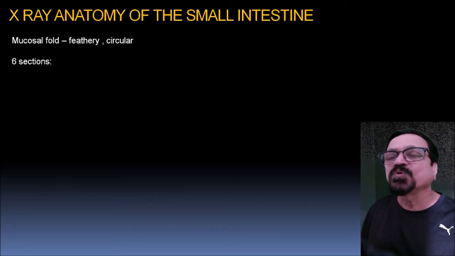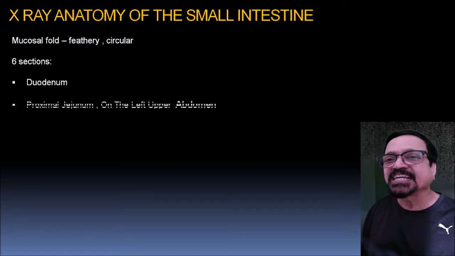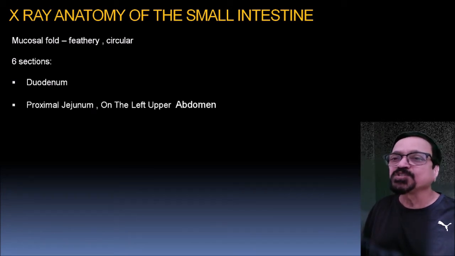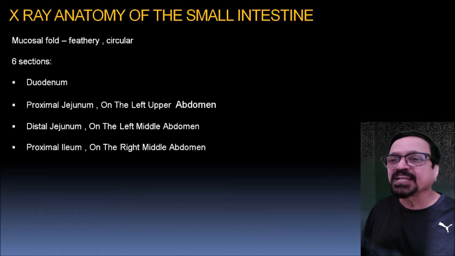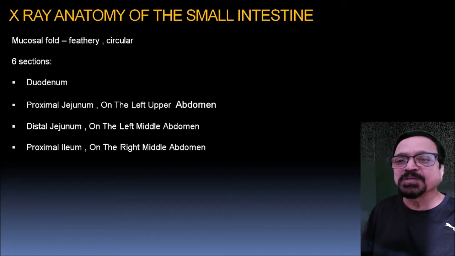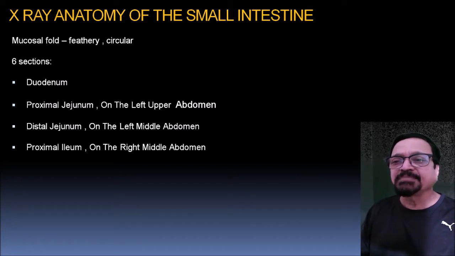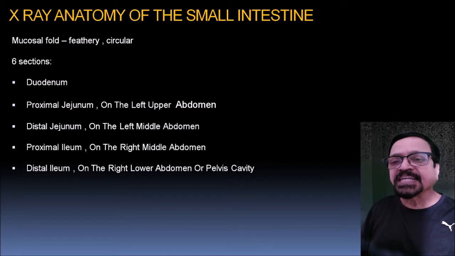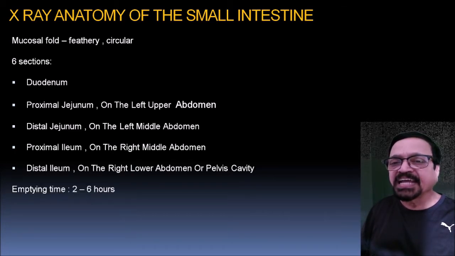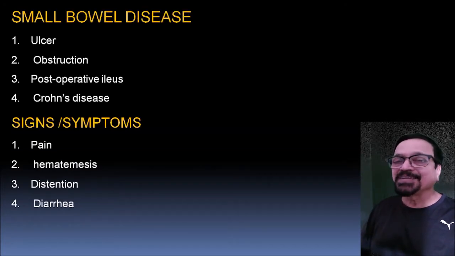Then X-ray anatomy of the small bowel. We must know mucosal folds are feathery, they are circular. Then there are 6 sections: duodenum, proximal jejunum on the left side of the upper abdomen, then distal jejunum on the left side and middle of the abdomen, then the proximal ileum on the right and middle of the abdomen, then distal ileum on the right lower abdomen or in pelvic cavity. The emptying time here, 2 to 6 hours, as I told you, is extremely deceptive.